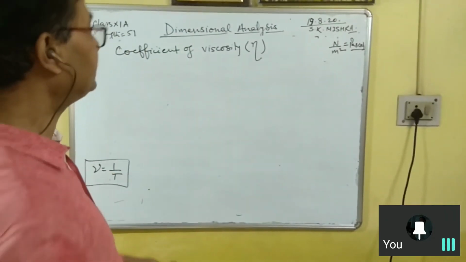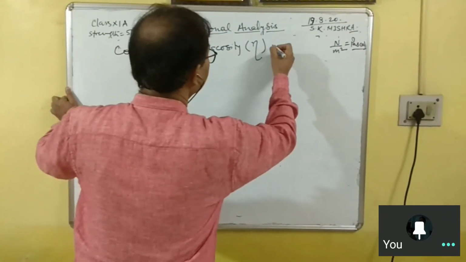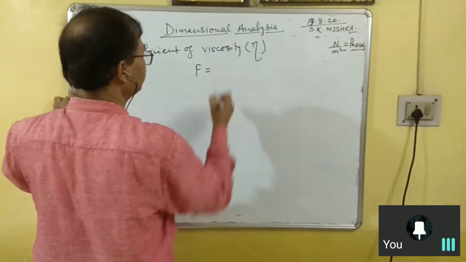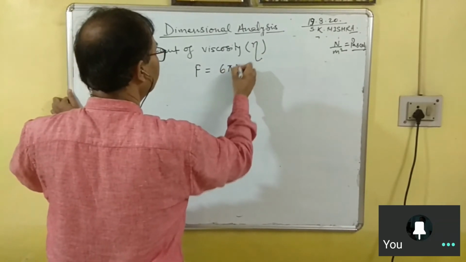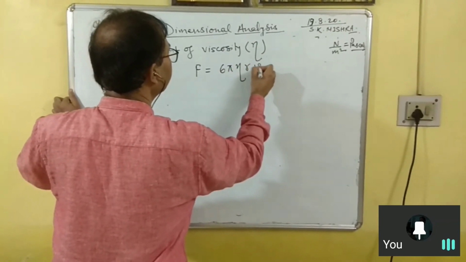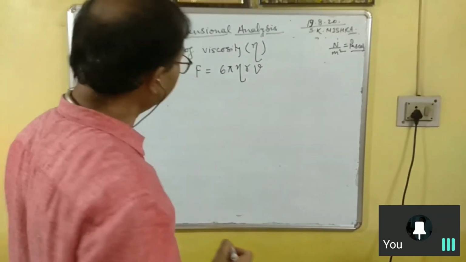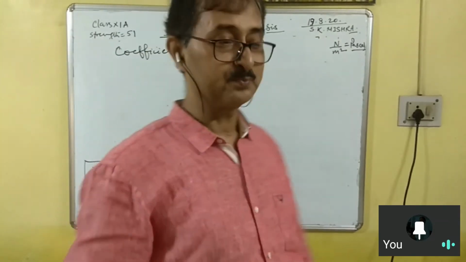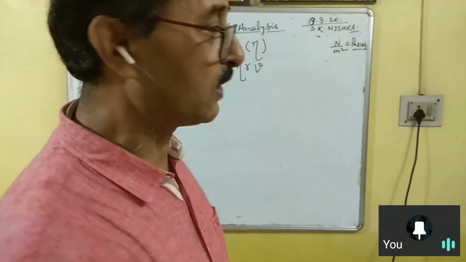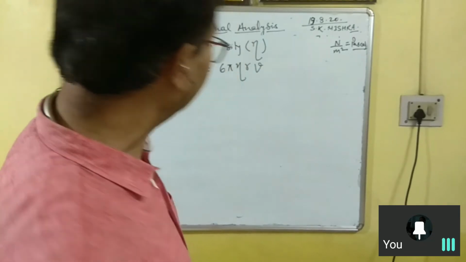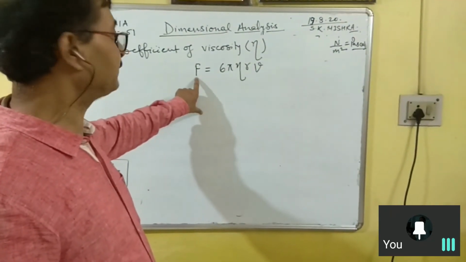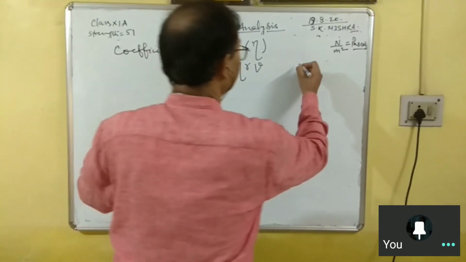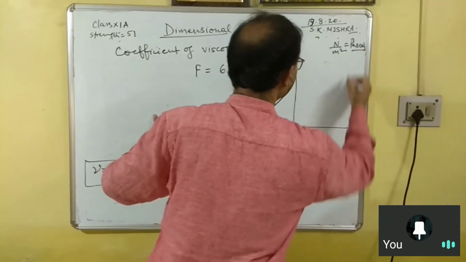So this eta is nothing but, I am giving you the formula, viscous force F is equal to 6 pi eta r v. So actually this formula comes in the chapter viscosity, fluid dynamics. Fluid dynamics is one of the chapters, and there we will study about this viscous drag force, eta coefficient of viscosity, r radius of the spherical body falling through a fluid column.